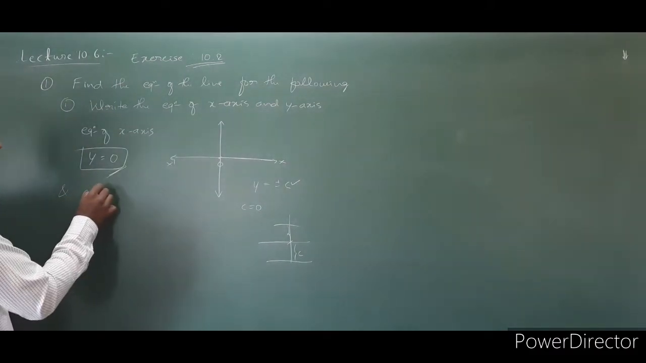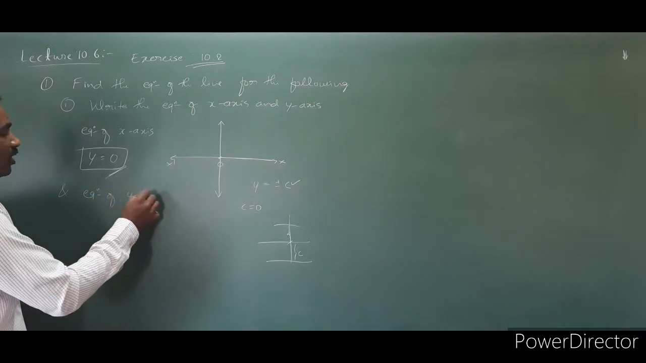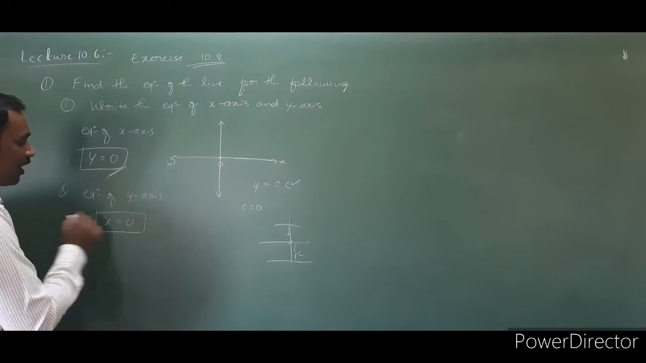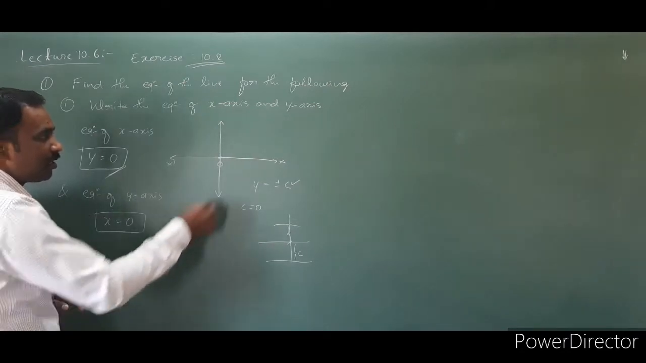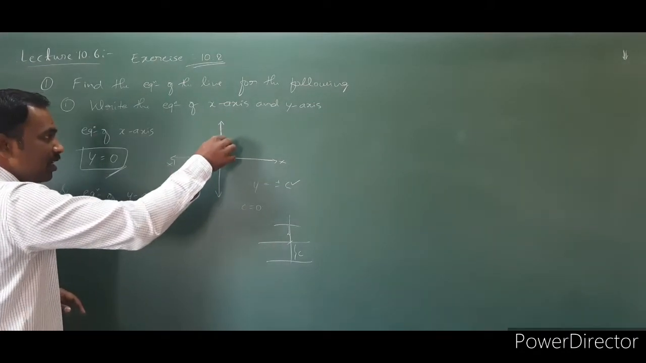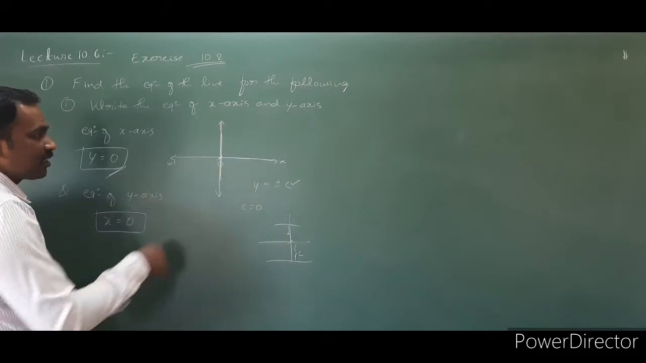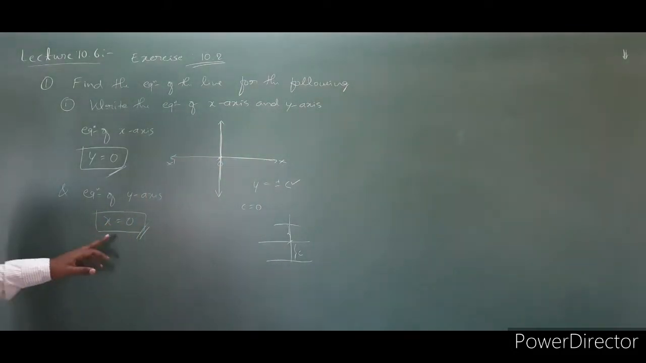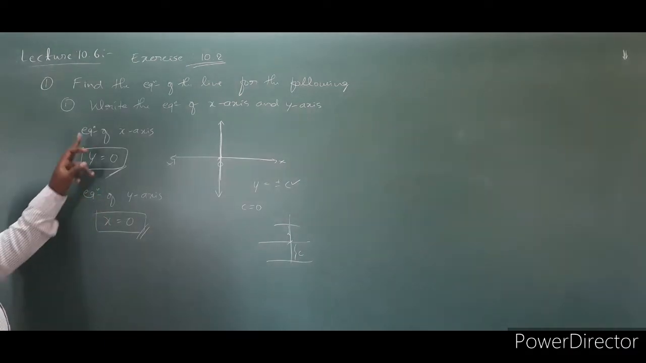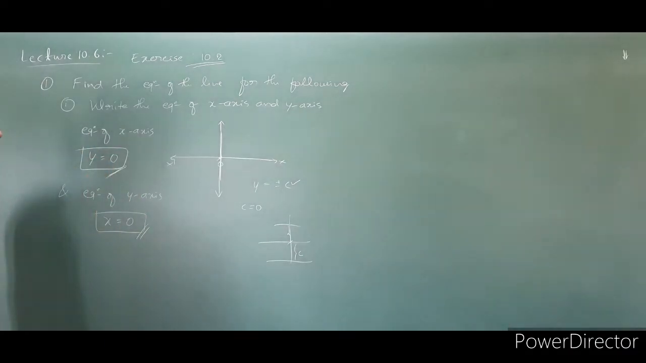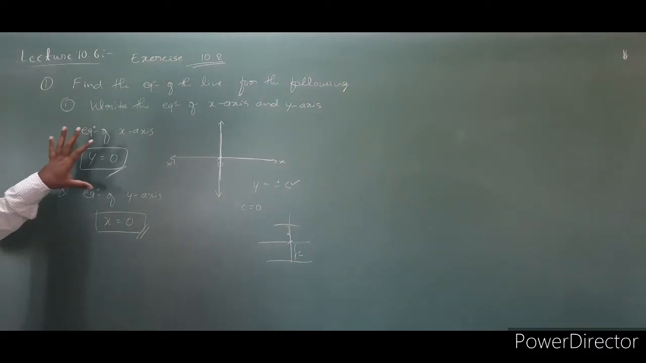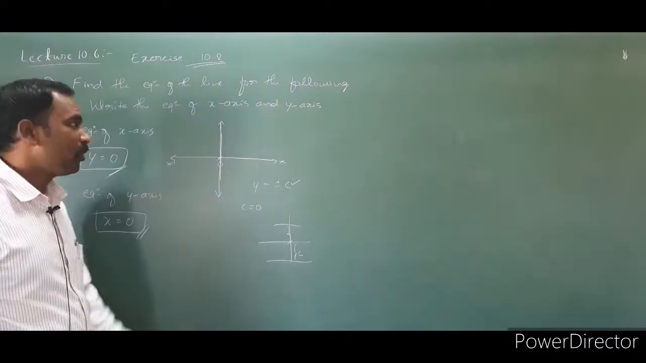Similarly, what is the equation of the y-axis? That will be x is equal to 0. Why? Because the y-axis is a vertical line, which intersects the x-axis at exactly 0. Therefore x equal to 0 is the equation of the y-axis, and y is equal to 0 is the equation of the x-axis. Very important concept, remember it.